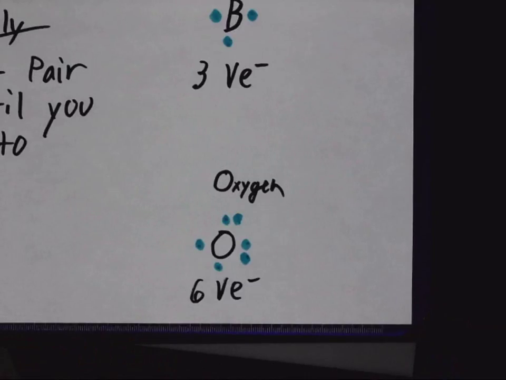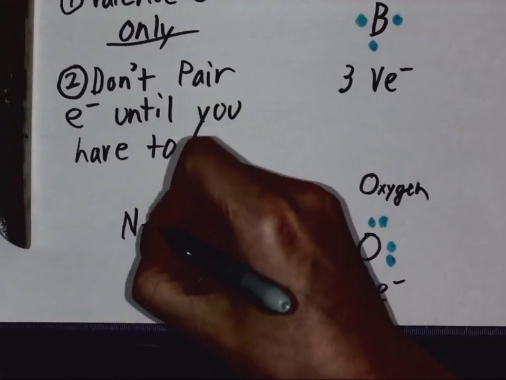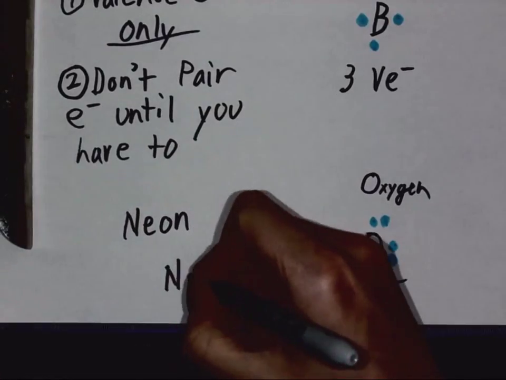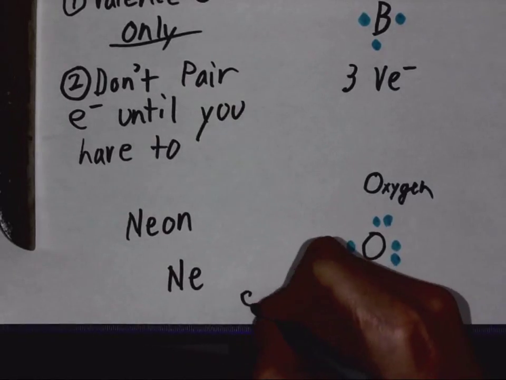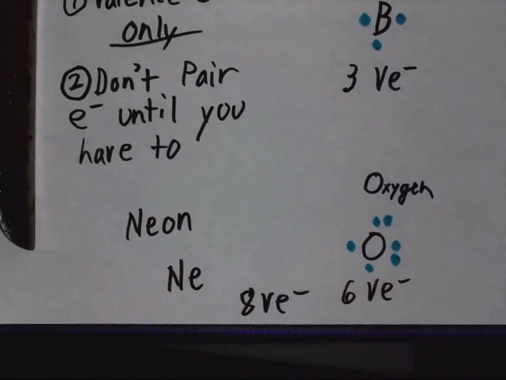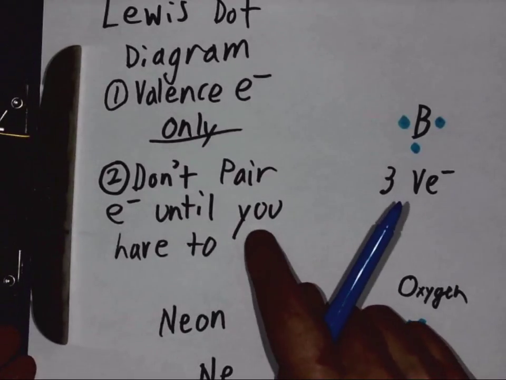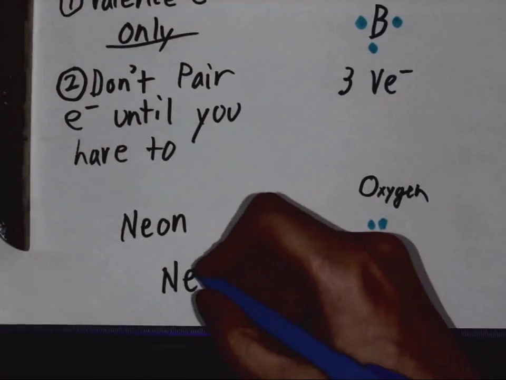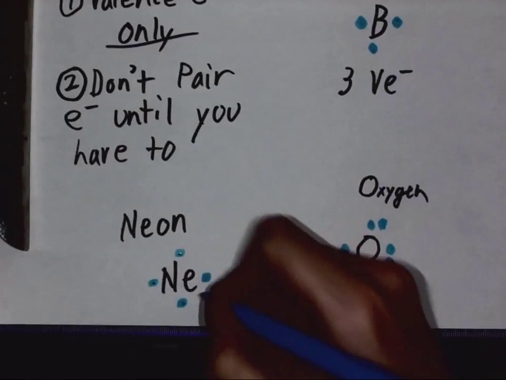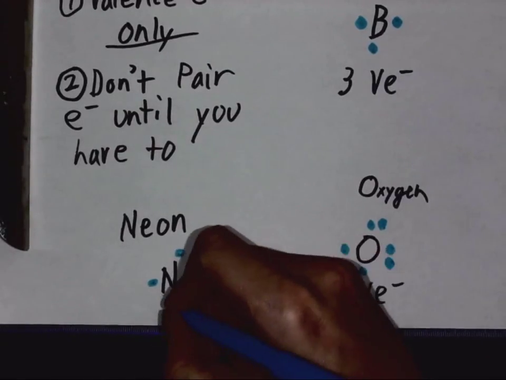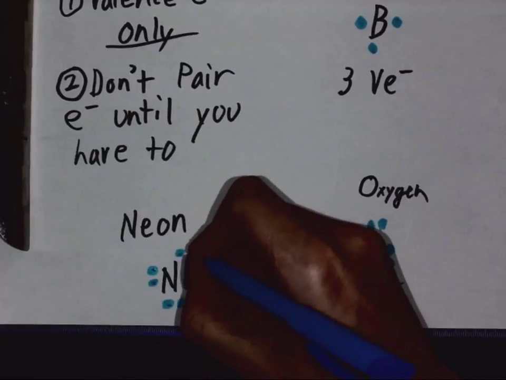Let's pick neon. So I'm going to do this example for neon. This is going to be Ne. So for neon, it has 8 valence electrons. So I'm going to place all 8 of its valence electrons, but watch how I'm going to do it. Don't pair them up until you have to. So I'm going to put 1, 2, 3, 4. Now I can pair them up. 5, 6, 7, 8.